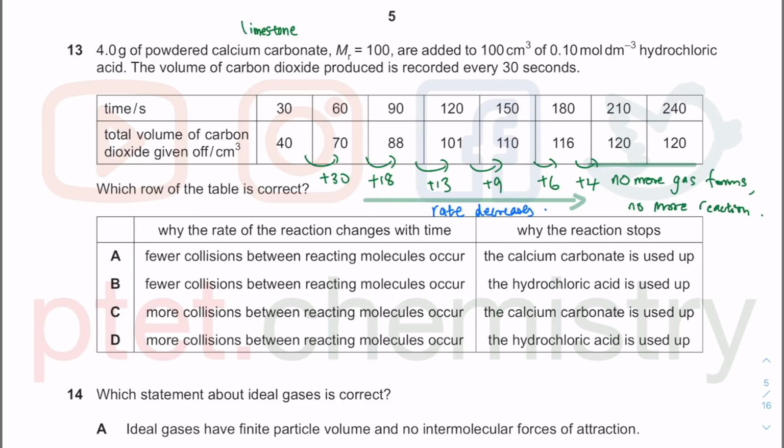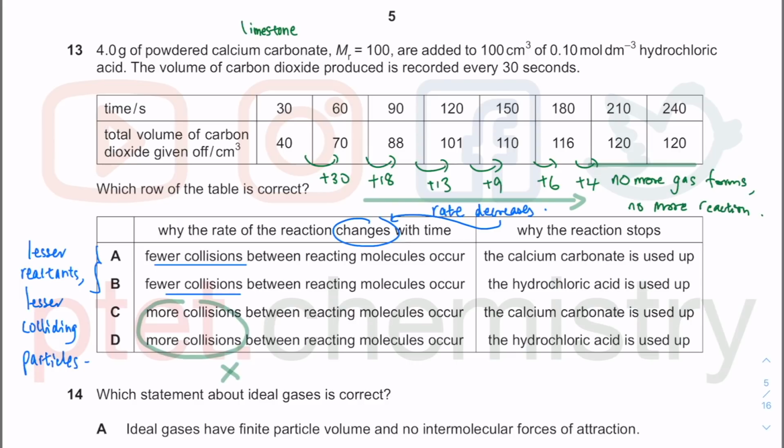And why does the rate change? Well, we know that it decreases. Decreases means there must be fewer collisions because the reactants get used up. So there are fewer reactants. Fewer reactants mean fewer colliding particles, and therefore you get fewer successful collisions, and therefore your rate of reaction naturally will decrease as the reactants get used up. Definitely not more collisions, because the rate of reaction definitely gets slower. Over the same period of time, there is less gas getting produced there.